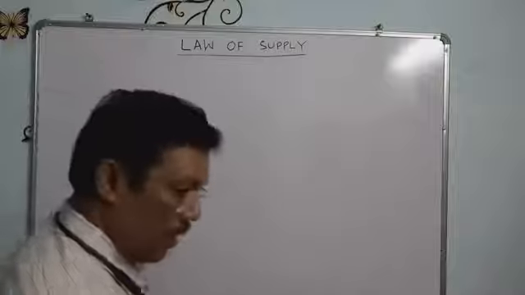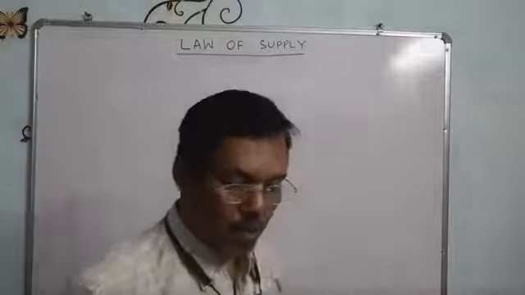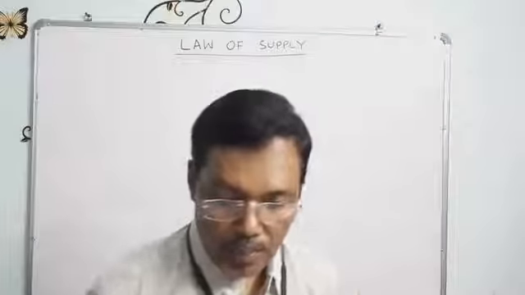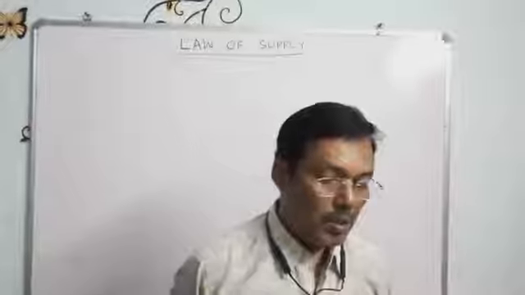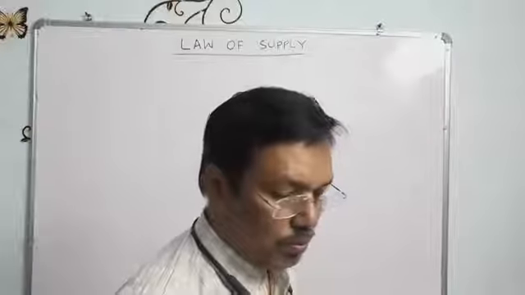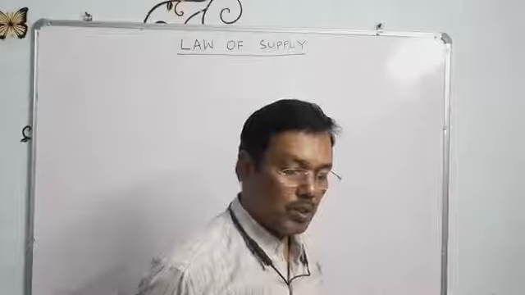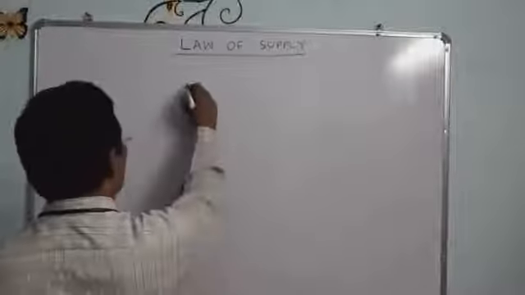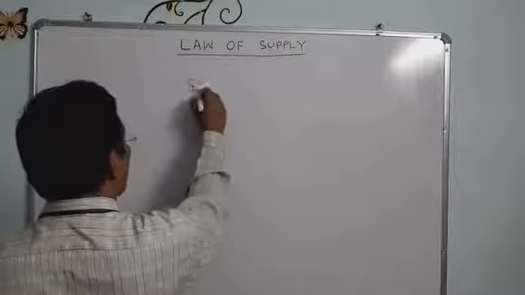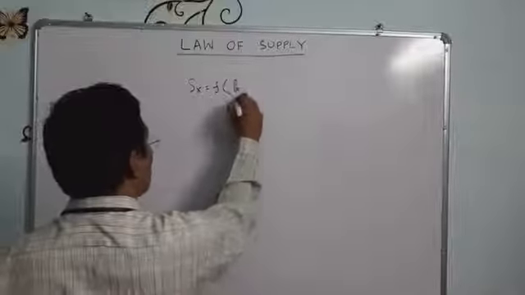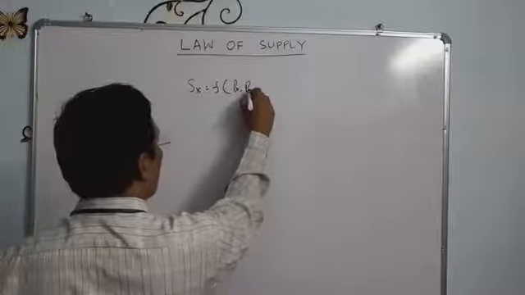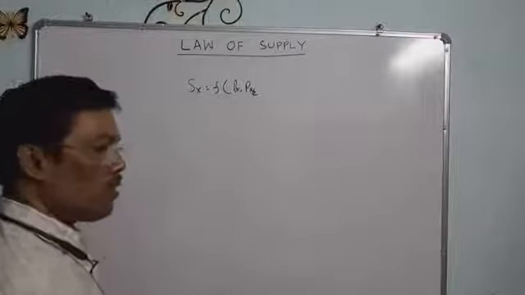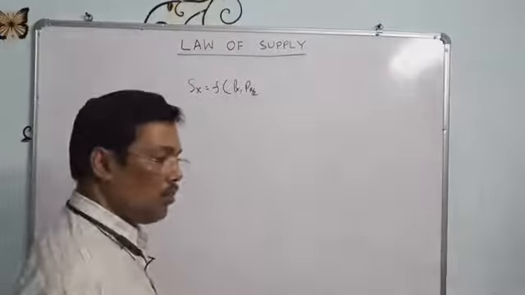Today's topic is law of supply. We have already known what is supply and supply functions. We have already discussed that the supply function is: supply of X equals function of price of X goods, price of related goods R or Z, whatever name you may give it. Related goods are divided in two parts, substitute goods and complementary goods.